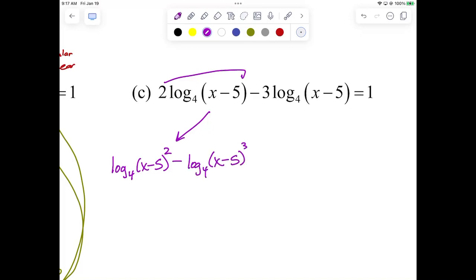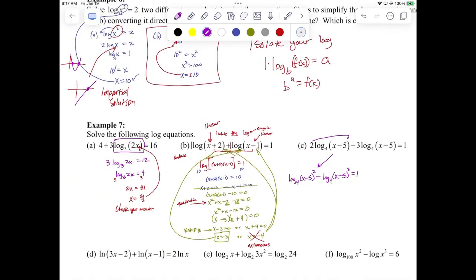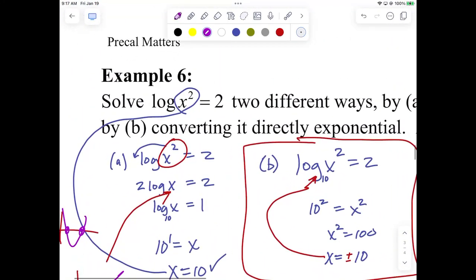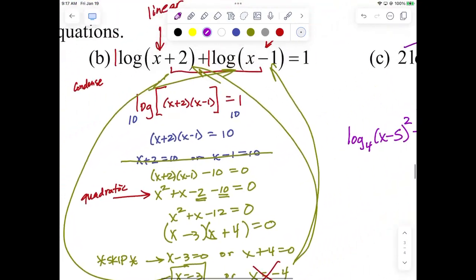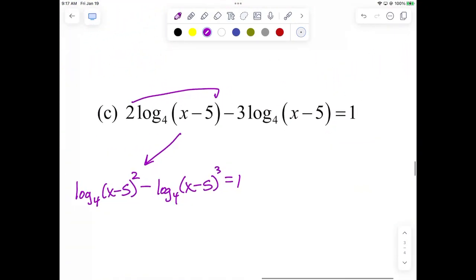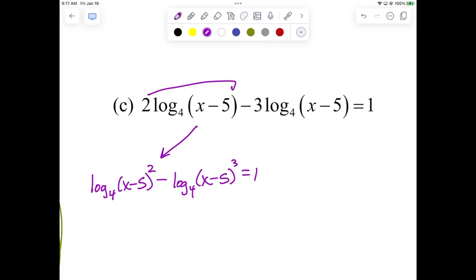Now, realize what we do there. Just like over here, when it started as a quadratic and we made it linear, we lost a solution. Here we're taking 2 linear arguments, x minus 5, and we're making them quadratic and cubic. Now we're inviting extra solutions. Does that make sense? We either get rid of a solution if we lower the degree, or we invite extraneous solutions when we raise the degree. That's okay as long as we remember to check our solutions at the end, we can catch them.